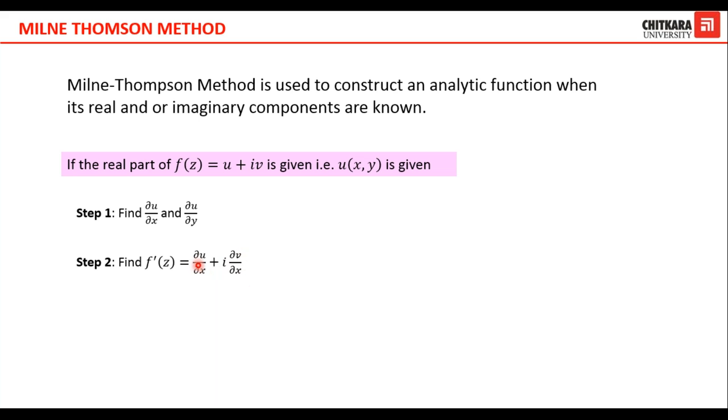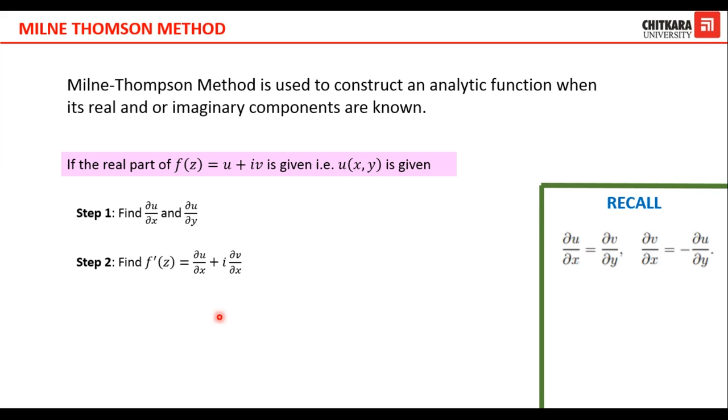Okay. Now in this, you can see that v is not known to you, isn't it? You are only given the value of u. So what we will do, I yesterday told you that with the help of Cauchy-Riemann equations, you can convert this curl v by curl x in terms of u variable. How to do it? Recall, what is curl v by curl x equal to? Curl v by curl x is equal to minus curl u by curl y. So we will write this term as curl u by curl x, and we will write curl v by curl x as minus curl u by curl y, right?